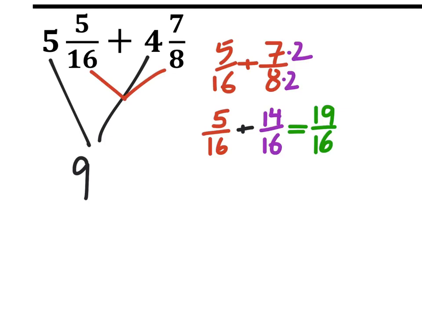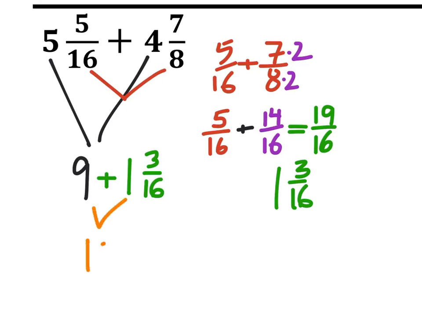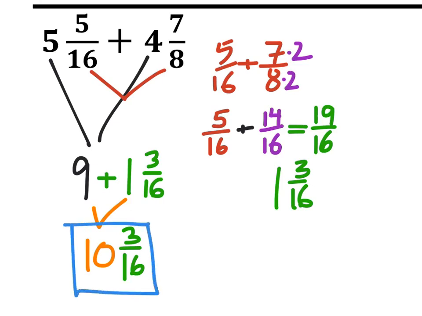However, 19 is going to be a full 16, and how much of that would be left? 3 out of the 16. So I really have 9, and then another 1 and 3/16 is what this comes out to. And I've got to combine those two numbers again. 9 plus 1 is 10, and then we still got the 3/16 right there. That cannot be simplified. So this is our final answer, 10 and 3/16.